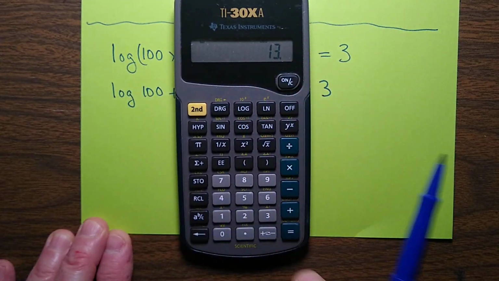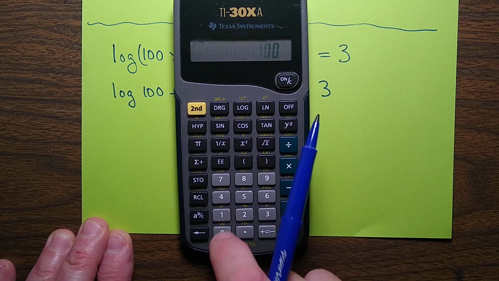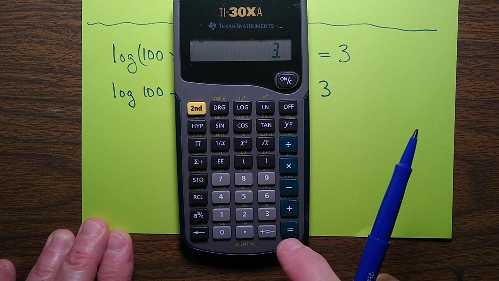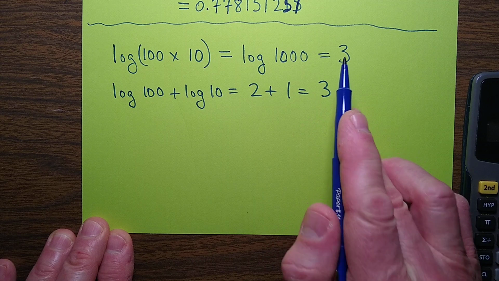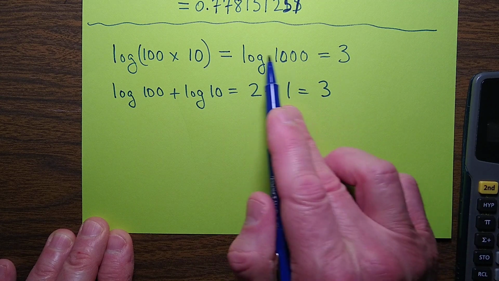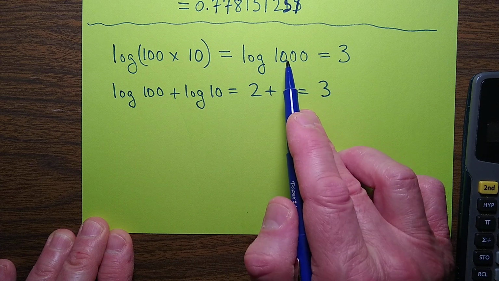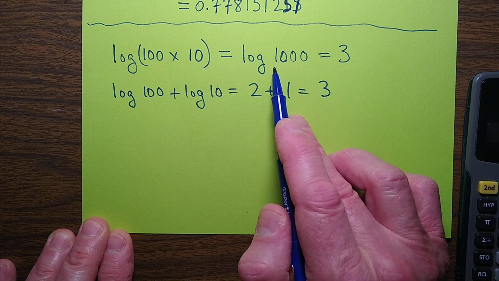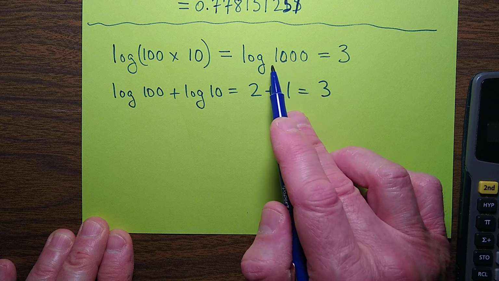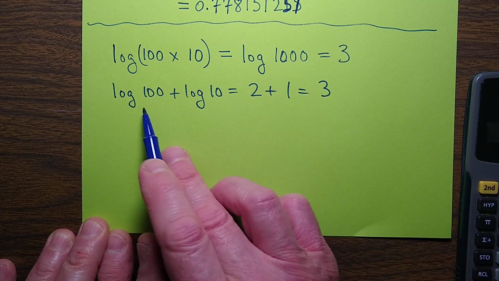Plug it into the calculator, you get log of 1,000 is 3. So that means 10 to the third power is 1,000. That's what that is. The log of a number is telling you what power of 10 you must raise it to give you 1,000. 10 to what power is 1,000?